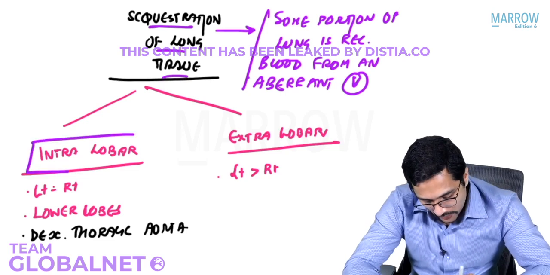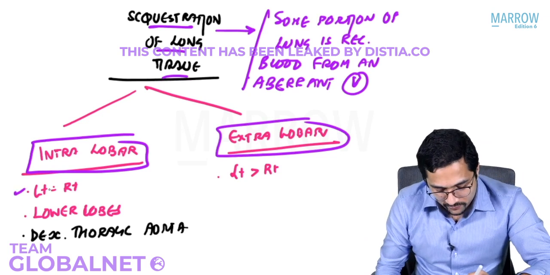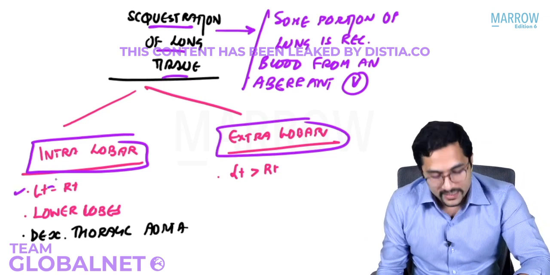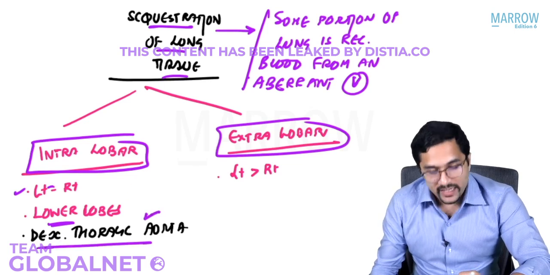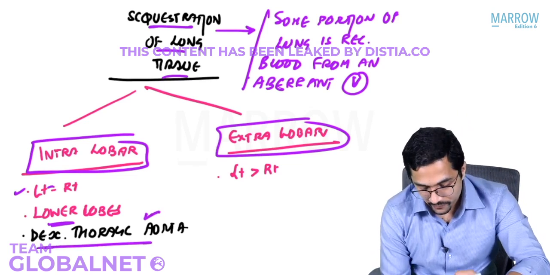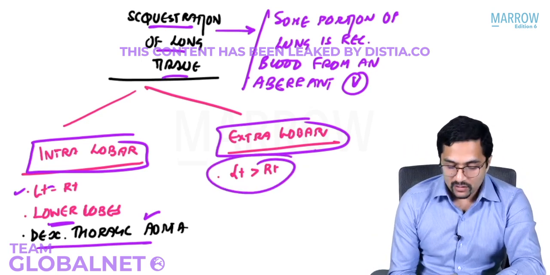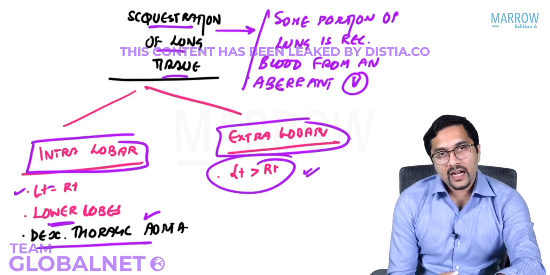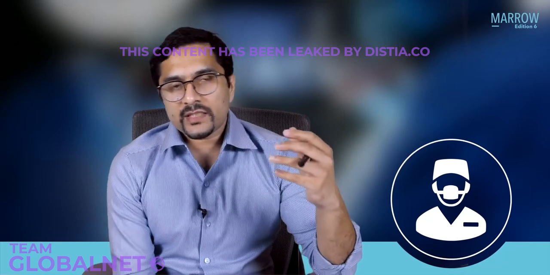So it can be intralobar sequestration or extralobar sequestration. Intralobar, left is more common than right, and this mainly involves the lower lobes, and the blood supply comes from the descending thoracic aorta. Extralobar is when the left side is more commonly involved as compared to the right side, and again the thoracic aorta is the blood supply. So this brings us to the end of this module.